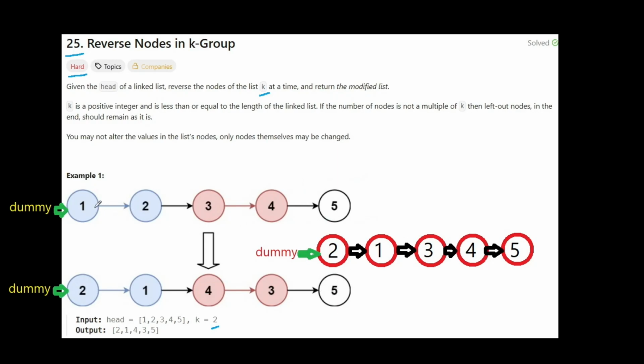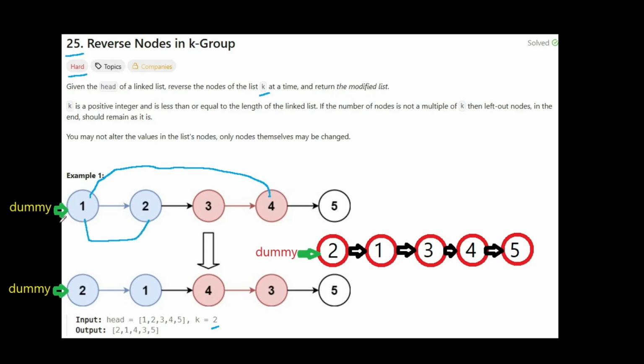If k is 3, so 1, 2, 3 will become 3, 2, 1, and these two nodes remain as they are, so it will be 4, 5. In this example k is 2. So I think the question is clear now, but after we do the reversing, it should be connected. I mean, after we reverse 1 and 2, 1 will become here, and reverse 3 and 4, 4 will become here. We will connect 1 to 4. So this will transfer to this. It will connect 1 to 4 and 2 to the 1.